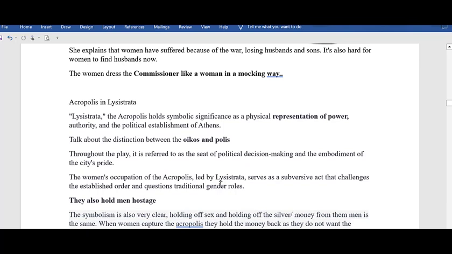So it questions, with the help of the magistrate, we are able to question certain stereotypes. So this is the end of this particular answer. The next option is the depiction or the symbolism of the Acropolis in Lysistrata.